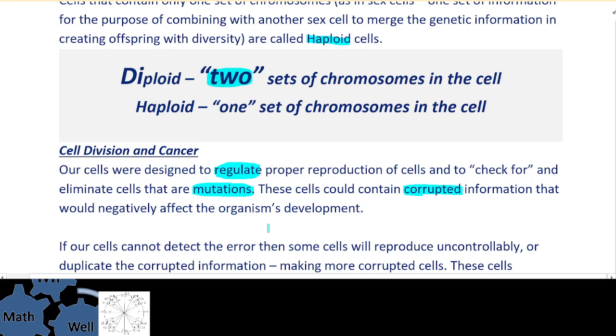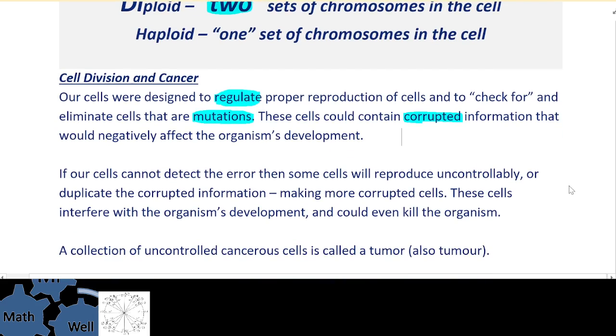Okay, now this is what our cells are designed to do. But there are exceptions. If our cells cannot detect an error in its development, then some cells will reproduce uncontrollably.